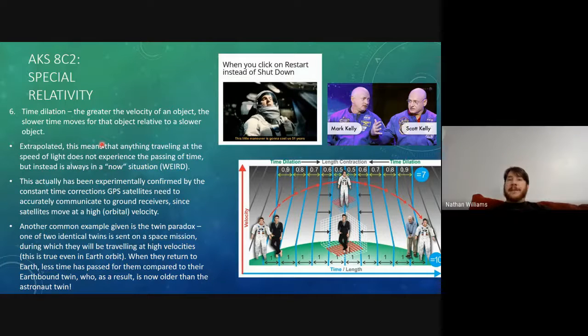But again, that's only for things actually moving at the speed of light. So gravitational waves, which we'll talk about later in this lesson. Light, of course, other forms of electromagnetic energy, gamma radiation, X-rays, radio waves, anything like that.